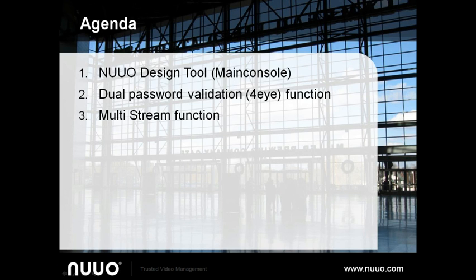So here is today's agenda. We have three topics for this webinar. First, I would like to introduce how to use the new design tool to design a main console project. And in the second topic, I will introduce the main console dual password validation function. It is the concept of the 4I principle. The 4I principle is a requirement that two individuals approve some action before it can be taken.